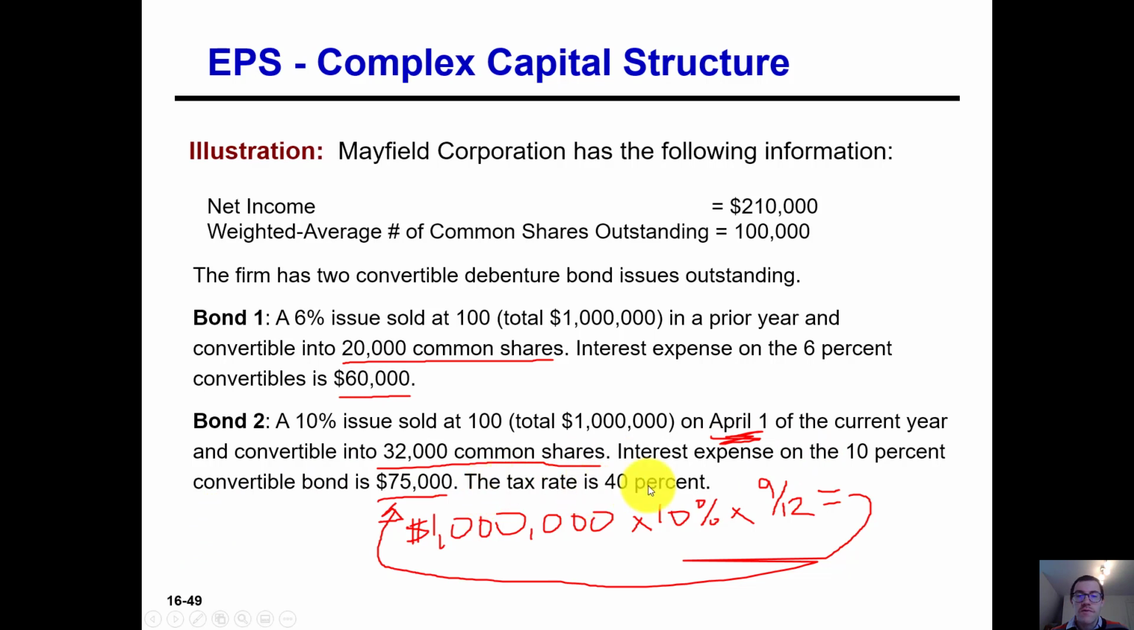The tax rate is 40%. Okay, tax rate is 40%. That's going to be important to remember as we go into the next slide.